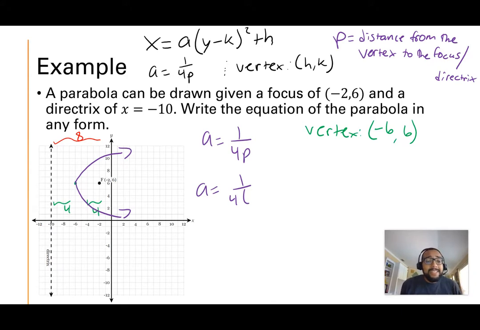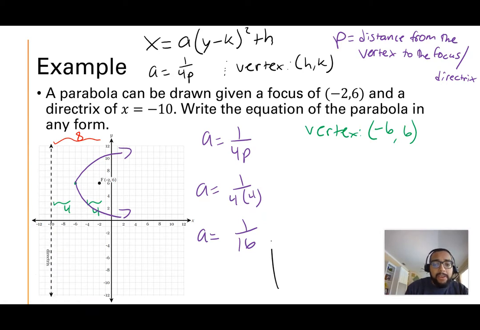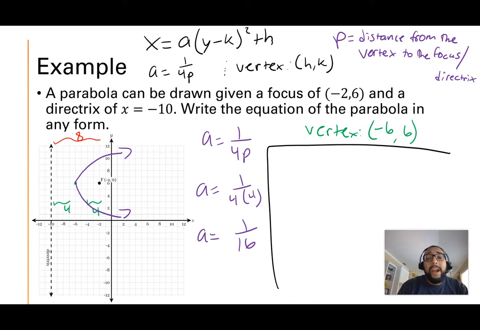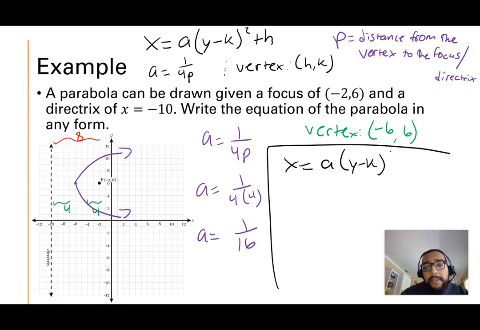So what is that distance? In this case, it's a value of 4. So when I'm trying to find my a value, I'll do 1 over 4p, which would be 1 over 4 times 4, which is 1 over 16. And again, that a value is positive because it is opening up to the right. Now we have our final part. Let's go ahead and plug in everything that we know about this equation. So x equals a(y minus k) squared plus h. Well, we know the a value. That is 1 over 16.